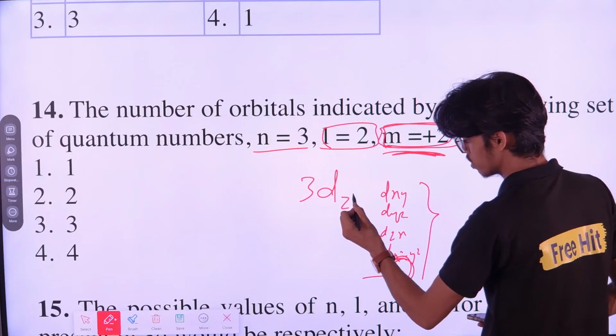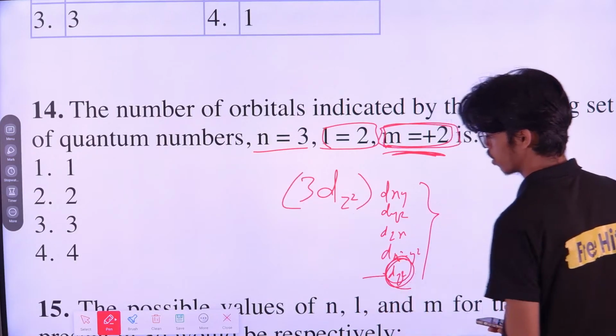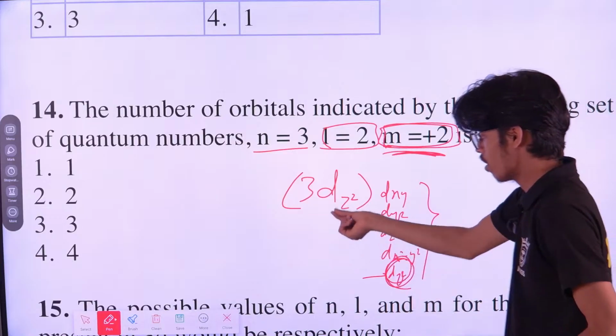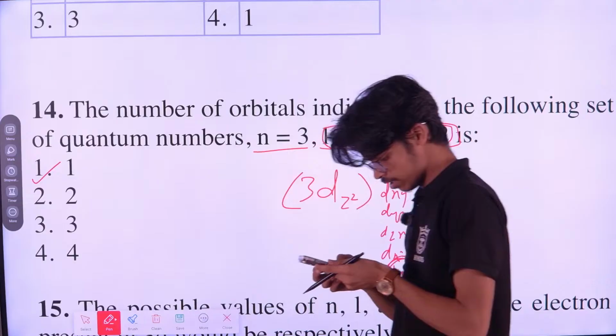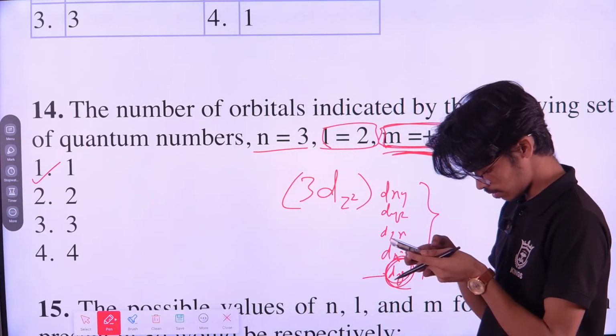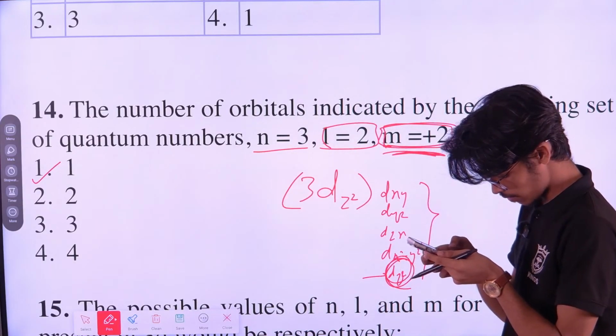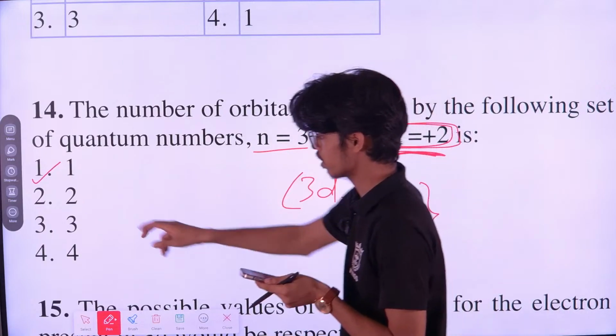Maybe just suppose dz square. Got it? So it means it is talking about only a single orbital. So option number 1 is the right option. Got it? Somebody has answered option number 3. Priya Jyoti has answered option number 2. No, option number 2 is not correct.